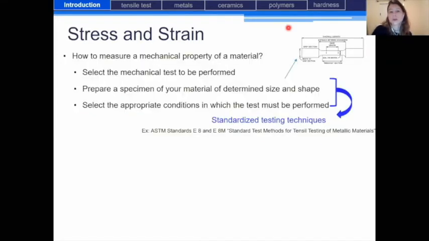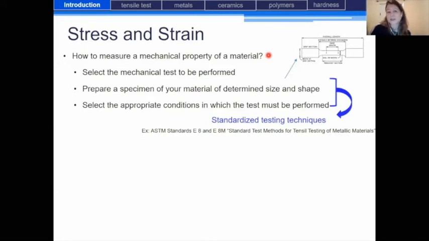So how to measure a mechanical property of a material? First of all, you should select the mechanical test to be performed, and this depends on the kind of material you are working with. So for example, if it's a ceramic, as we will introduce in this lesson, we will prefer to perform a flexure test instead of a tensile test.